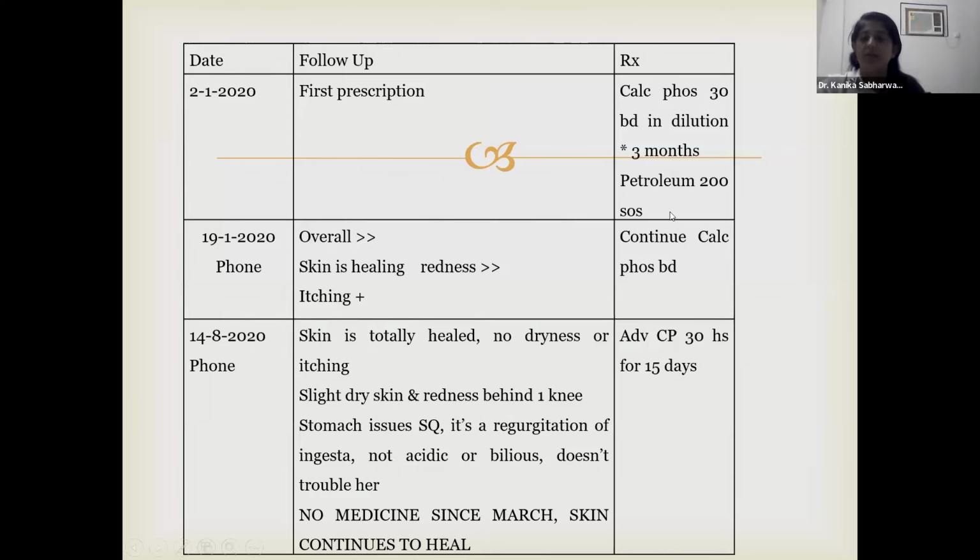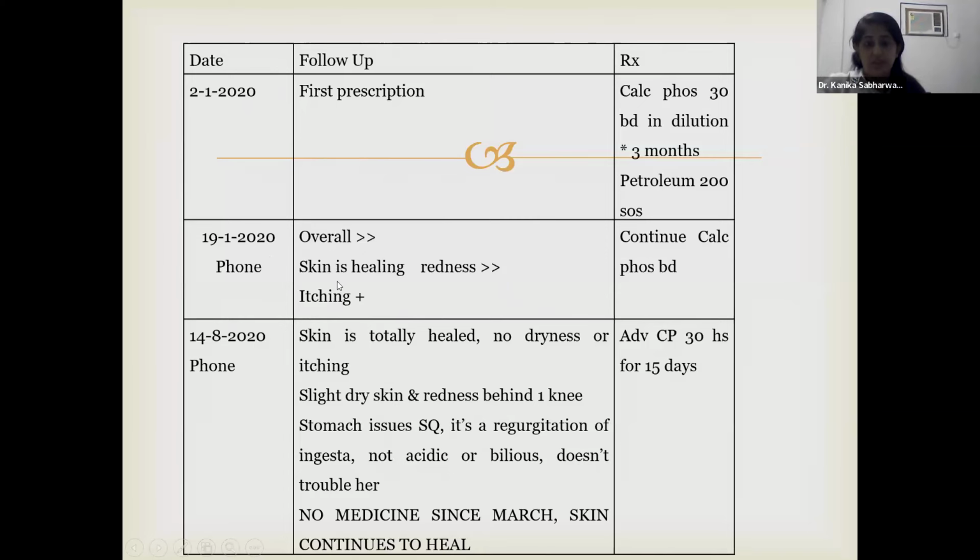Petroleum was given as an SOS because of folds of skin, because of weather change, if needed. But to be honest, it didn't do much in the case. We get a follow-up in 2 weeks because that's what I told the mom. Even though you've taken medicine for 3 months, give us feedback in 2 weeks because you're going back into peak winter. Let us see how the dryness of skin progresses. Mother says she's much better, but itching continues.